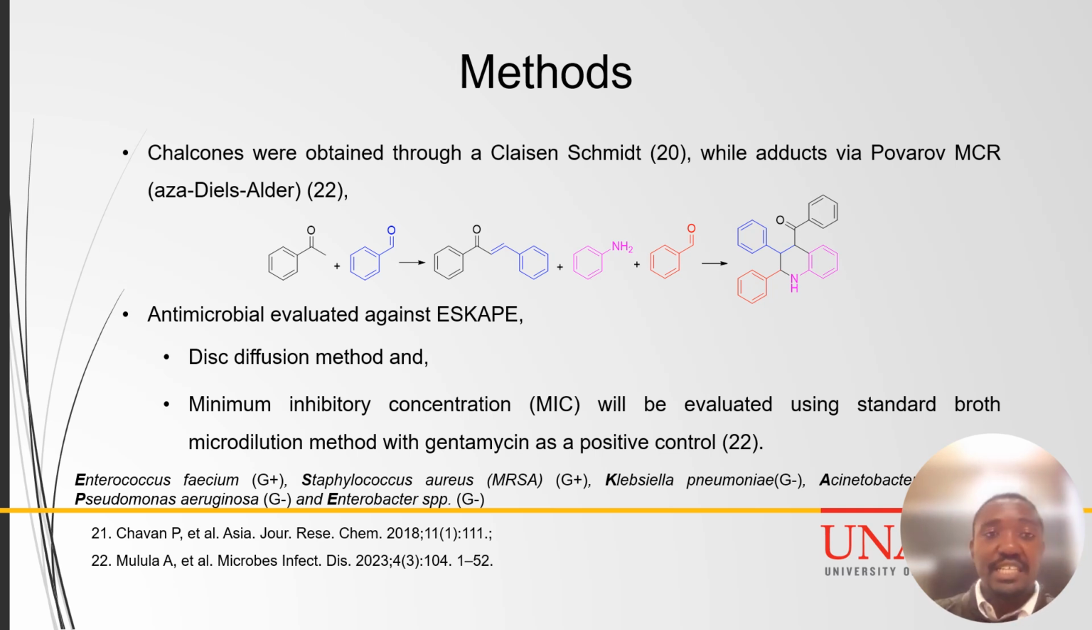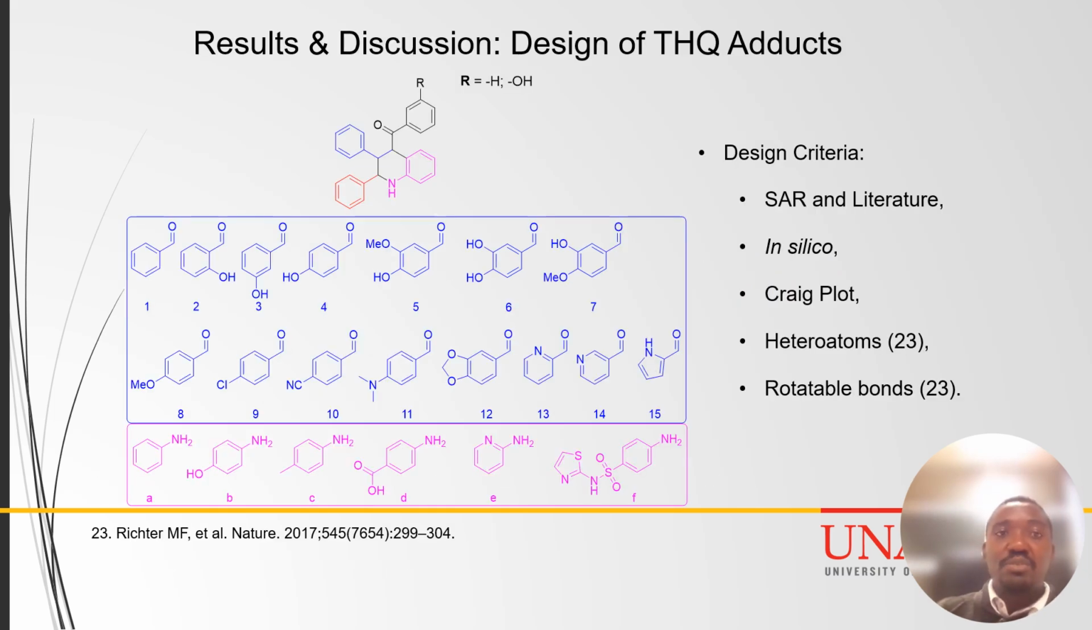So in terms of the results, what we got in terms of the design is that we got 180 THQ adducts with varying aldehyde of the Chalcone and varying the aniline that was used in the Povarov reaction. And again, the R there was varied in terms of either a hydrogen or a hydroxyl. And that R group is part of the acetophenone that was used for the Chalcone synthesis.